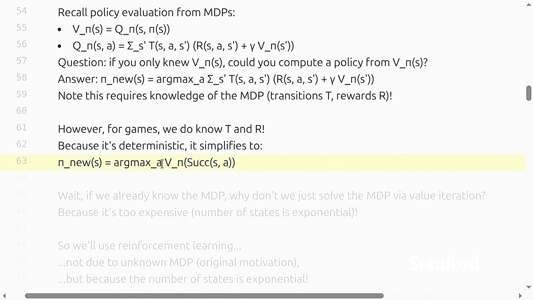You simply look at the action. You're in a state S. You basically consider all actions. You see where they go. So remember, there's a deterministic successor function that takes a state and action and tells you what successor state you end up in. And you just evaluate how good the resulting state is.